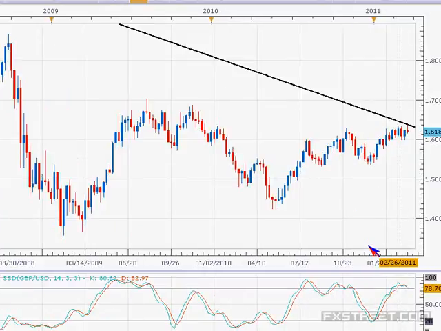And on my stochastics, I've got it on the 14, 3, and 3 setting. That's the slow stochastics at the bottom of the chart. You can see that I'm in overbought territory on a weekly basis, starting to turn down. I've got a bearish candle formation here, a little bit of a wick to the upside. So perhaps we're in that zone where prices may be reverting to the downside.